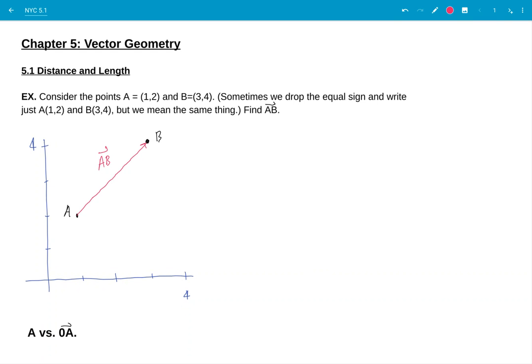Okay, now I'm going to calculate that using the vector that goes from the origin to A. So this vector. And I'll also use the vector that goes from the origin to B. Try to draw this straight. So I would call this 0B. I would call this vector down here 0A.